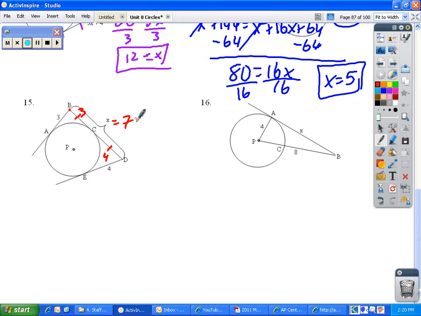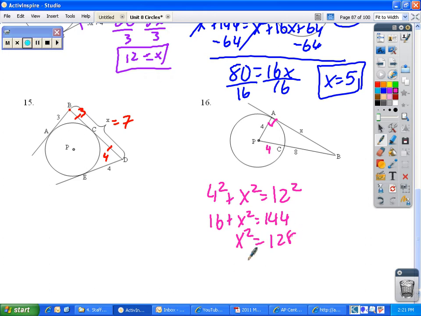All right, last but not least, we have a right angle right here. And so, because it's a tangent and a radius, we have 4 squared plus x squared equals, and this is also 4, we just didn't write it in there for you, 4 plus 8, which is 12 squared. 4 squared is 16, plus x squared equals 144. If I take 144 minus the 16, I get 128. And I would take the square root of 128.